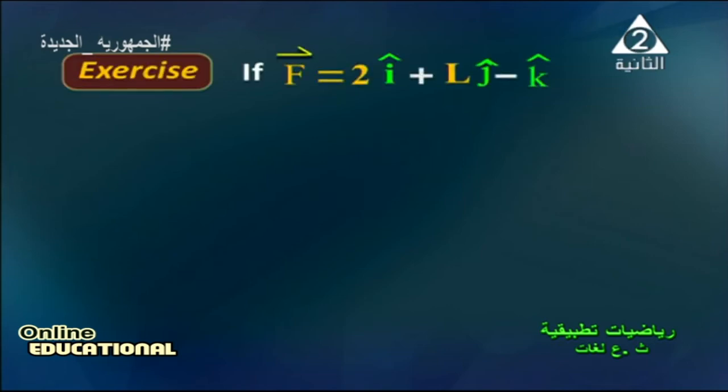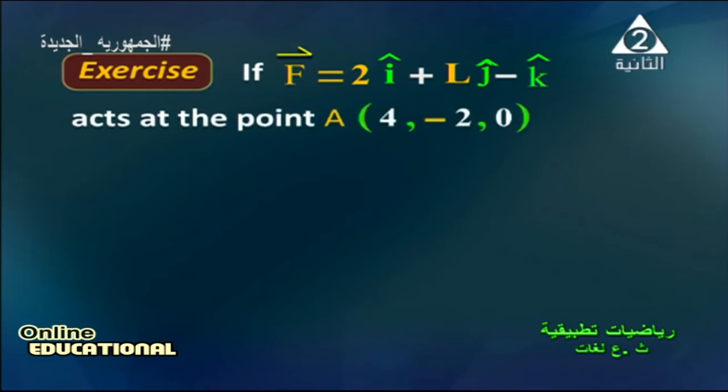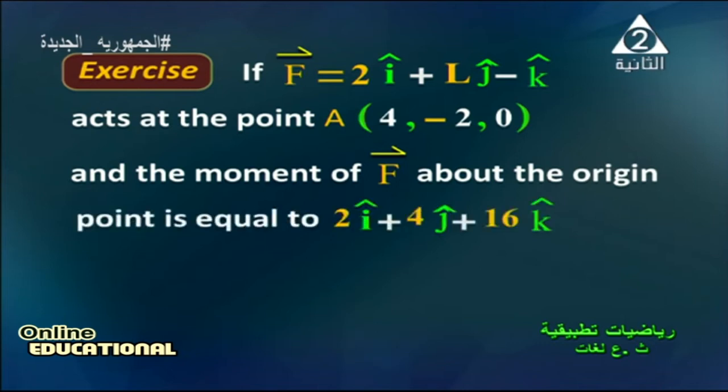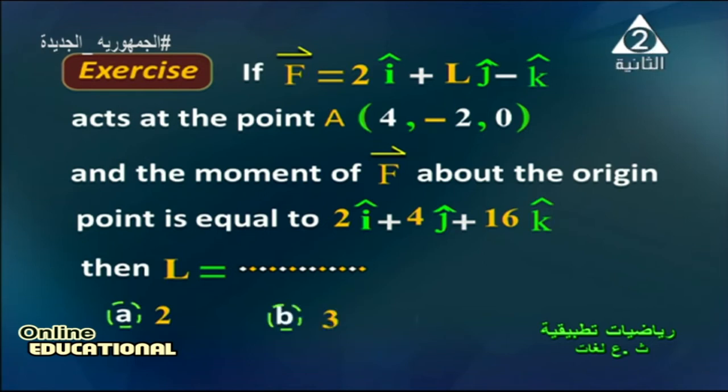Another exercise. If vector F equals 2i plus Lj minus k, this force acts at the point A, the coordinates of point A being (4, negative 2, 0), and the moment of vector F about the origin point is equal to 2i plus 4j plus 16k, then L equals 2, L equals 3, L equals 4, or L equals 5.